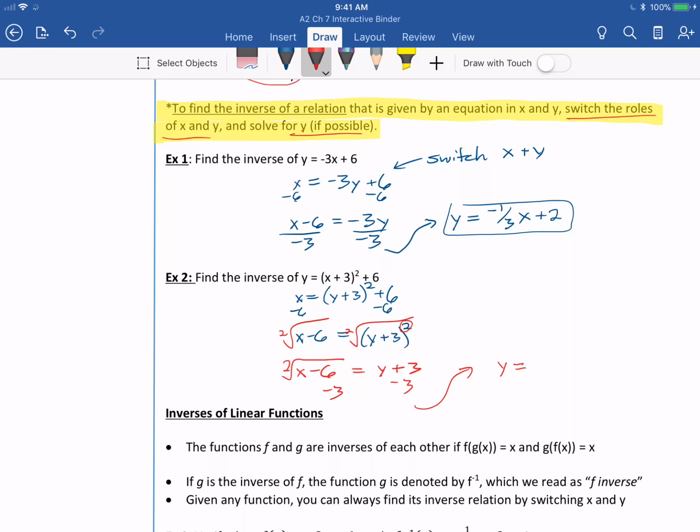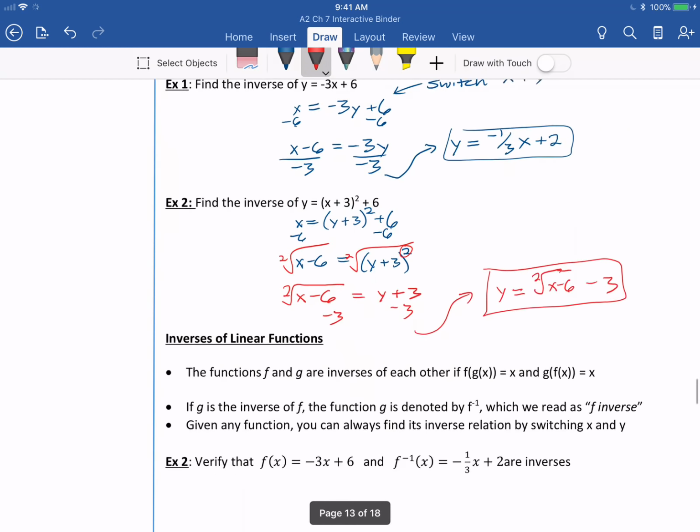Now I have y just left on that side, and I have the square root of x minus 6. But then that minus 3, you have to make it clear that it's outside that. It's not underneath that radical. So it's just the square root of x minus 6, minus 3.